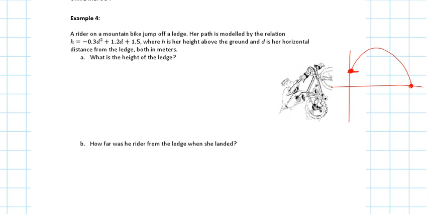Now, what form is this in? Standard form. What can I find from the standard form? The y-intercept. Is that what I'm looking for? So what can I say right away? 1.5. The height of the ledge is 1.5 meters high. See? Sometimes you don't have to do too much work, but you have to think about your situation.